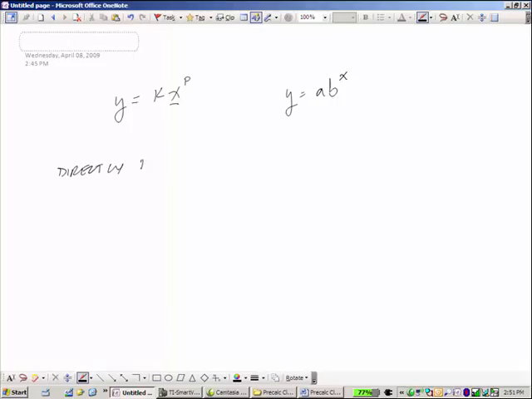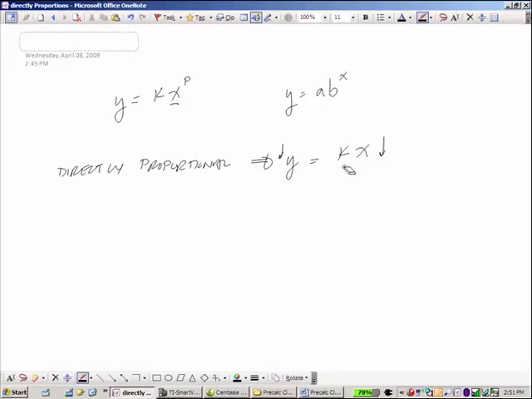Directly proportional means this. It means y equals kx. This statement says y is directly proportional to x, and k is the constant of proportionality. They're in a direct relationship. If x goes up, y goes up. If x goes down, y goes down. All right, we say that they're directly proportional.